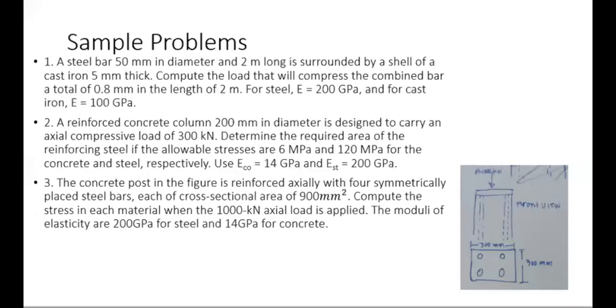So, number 3: the concrete post in the figure is reinforced actually with 4 symmetrically placed steel bars. Ayan yung drawing dito sa kabila. Each has a cross-sectional area of 900 mm squared. Compute the stress in each material when the 1,000 kN axial load is applied. The moduli of elasticity are 200 GPa for steel and 14 GPa for concrete. Okay? So, ayan na siya. So, let's try to solve this one.